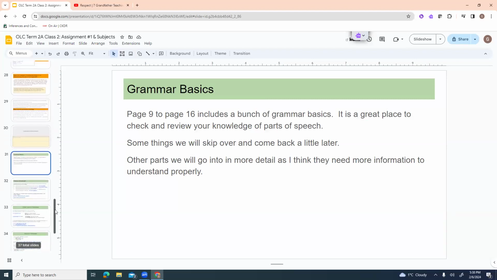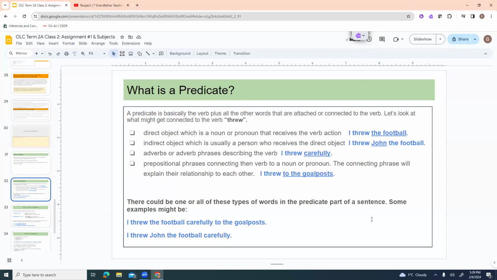Grammar basics. So in your unit 1, page 9 to page 16 includes a whole bunch of grammar basics. It is a great place to check and review your knowledge of parts of speech. We talked about a little bit of that today. Some things I'm just going to skip over because I think there's too much at once and we'll talk about it later. And others we're going to go into more detail as I think they need more information to understand properly. So we talked about subjects earlier. I'm going to talk about predicates now.